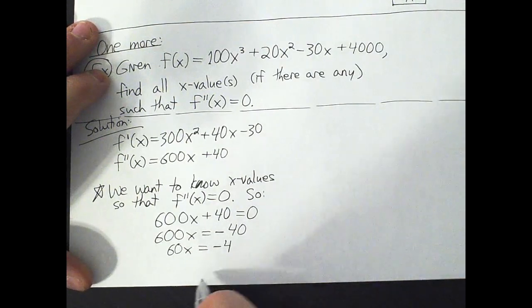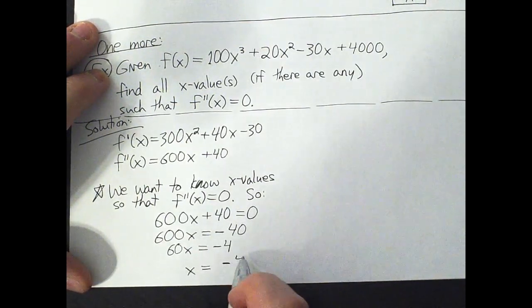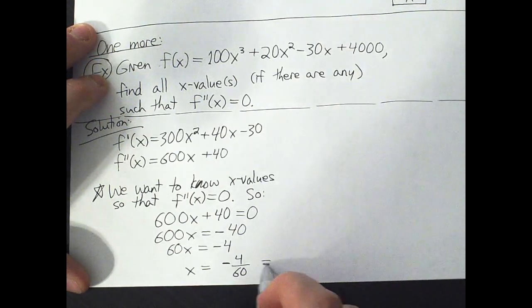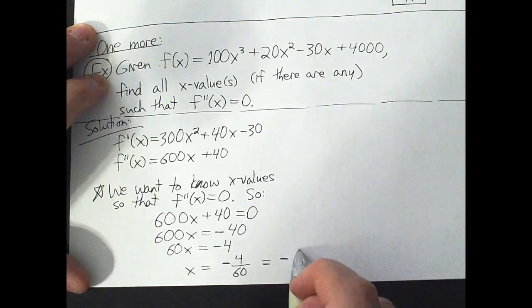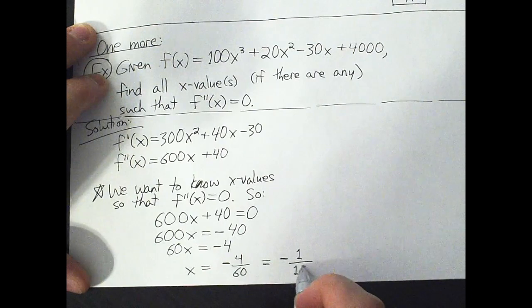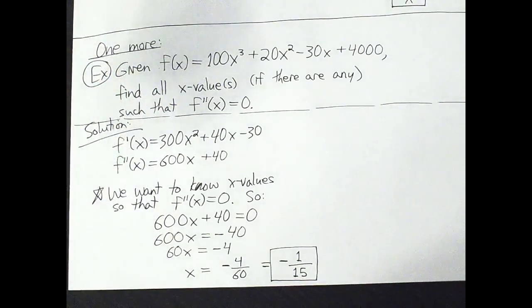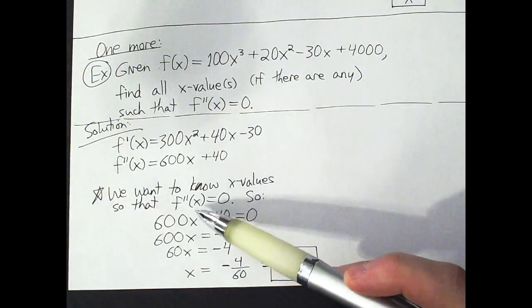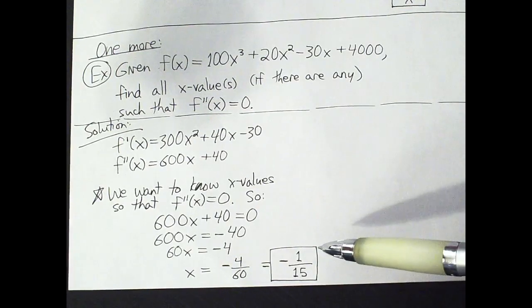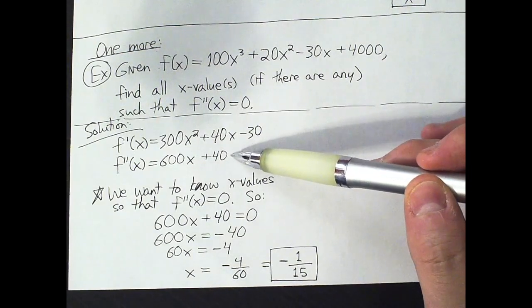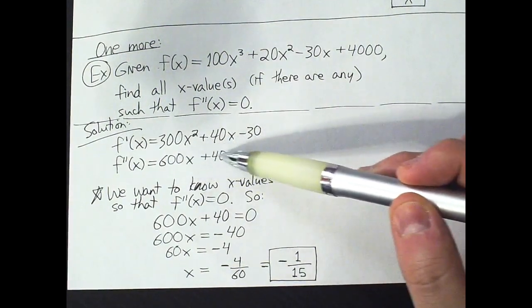All right, so I get x equals negative 4 over 60. Is that the answer? Should I circle that or put a box around that? I hope what you're thinking is we should simplify it further to get full credit. Simplify it to negative 1 over 15. And that is the answer. That is the x value that makes f double prime of x equal to 0. And you could check it. Take this that we said is the answer, put it into f double prime, and verify that it winds up equaling 0.